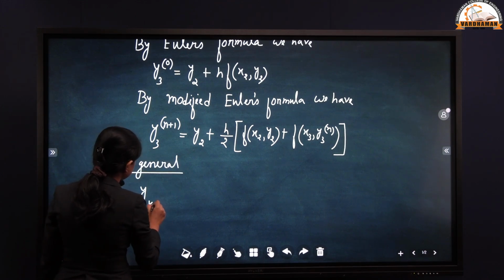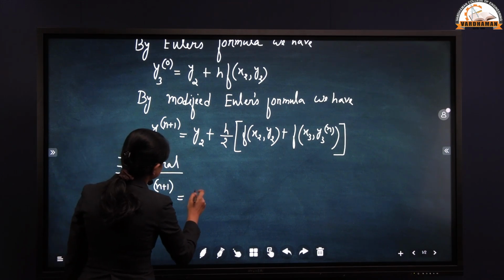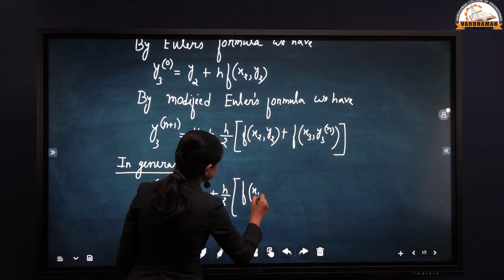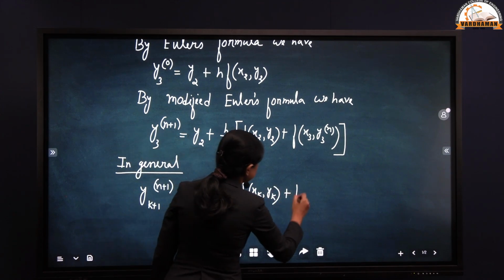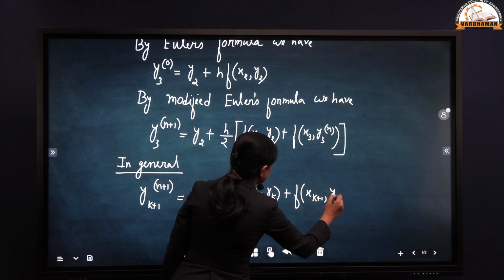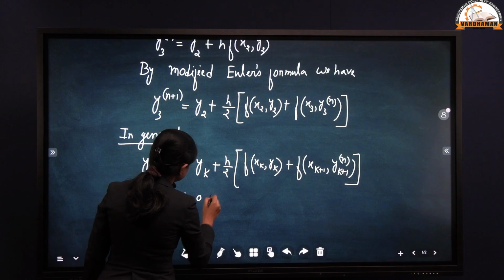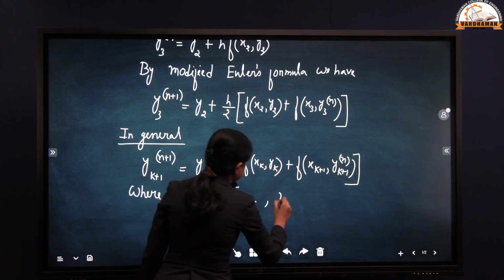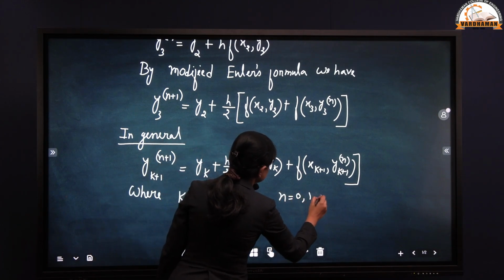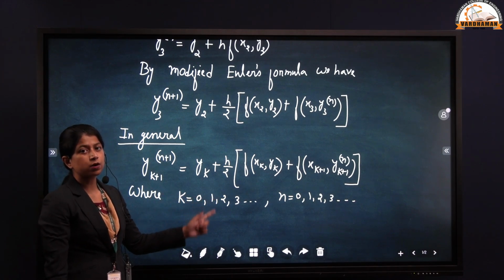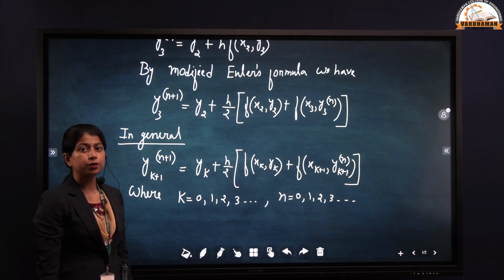y k plus 1 n plus 1 is equal to yk plus h by 2 f of xk yk plus f of xk plus 1 yk plus 1 n, where k is equal to 0, 1, 2, 3 and so on, n is equal to 0, 1, 2, 3 and so on. So this is the general form of modified Euler's formula. Now let us solve problems using modified Euler's formula.